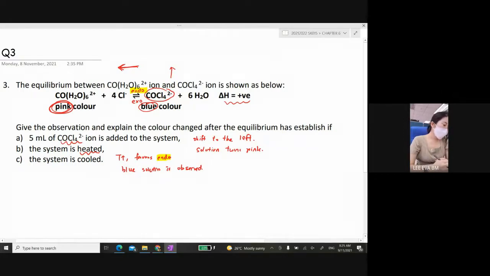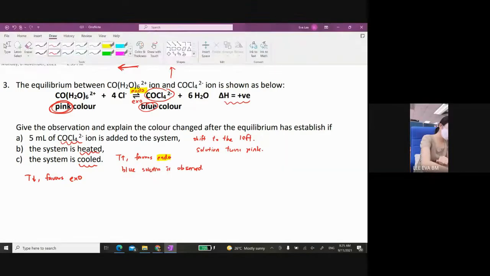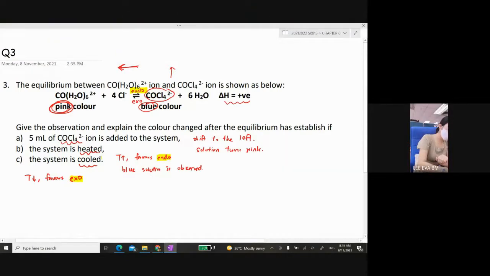Okay. And then the last one over here, we have the system is cool. Cool, it means temperature decreases. Favor exo or endo? Exo. So ke kiri ke kanan? Ke kiri. To the left. Okay, so if you refer to the exothermic, which is towards the left hand side. So pink or purple or blue? Pink. Pink solution is observed.